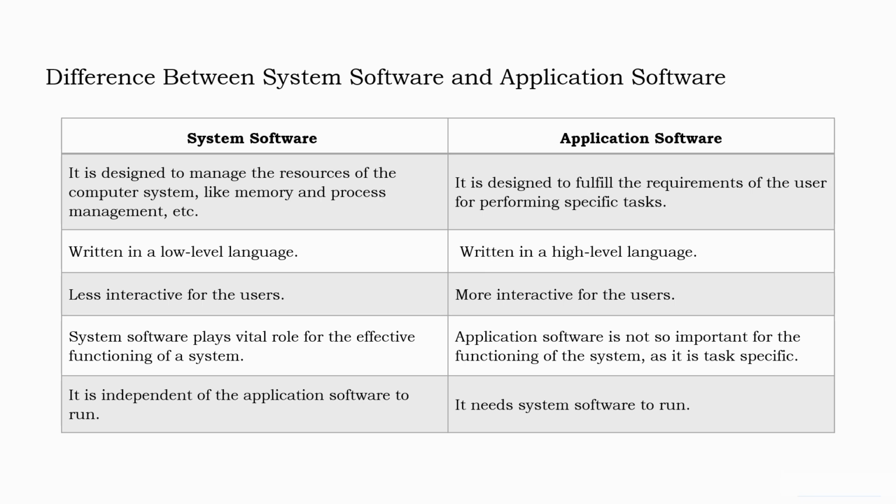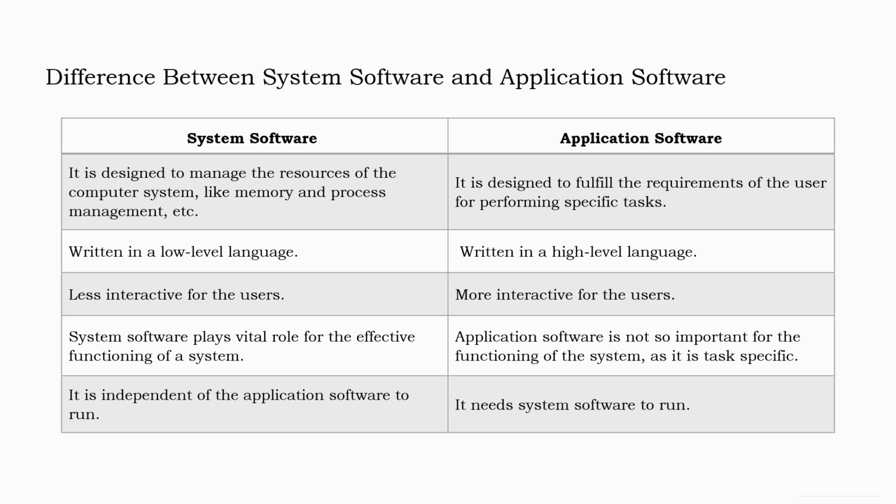Now, we will see the difference between system software and application software. Let us compare these two types of software. System software mainly manages the hardware resources. It is written mostly in low-level languages. It has less interaction with users, and it is essential for the system to function. Some examples include operating systems and device drivers.